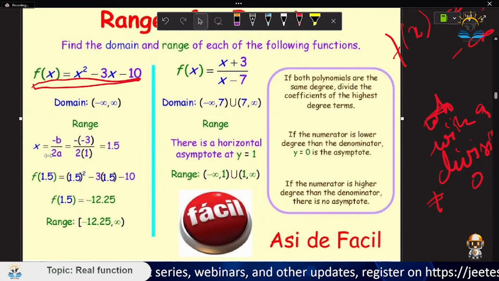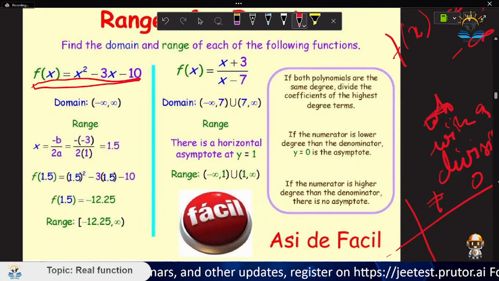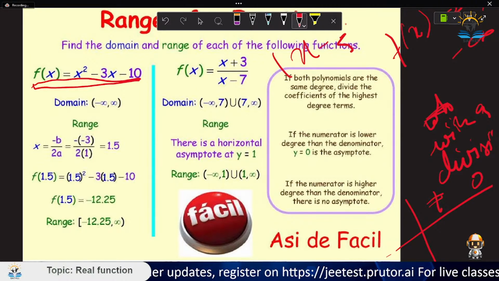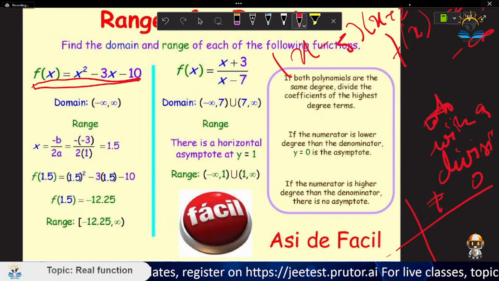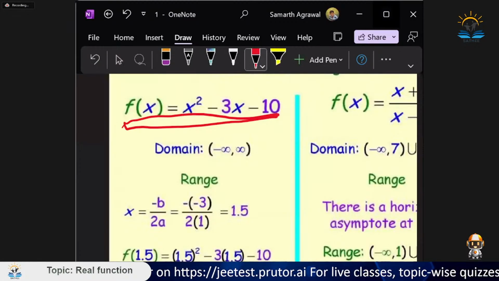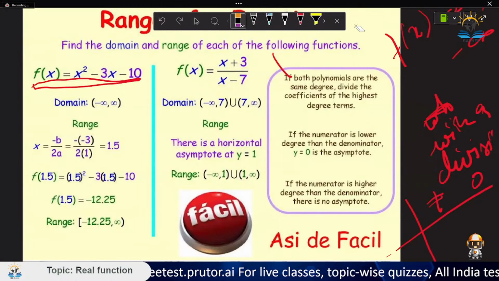So this, you can see, is a parabola and it has two roots. This can be written as f of x equals x minus 5 over... Okay, I'll just erase everything in the chart.